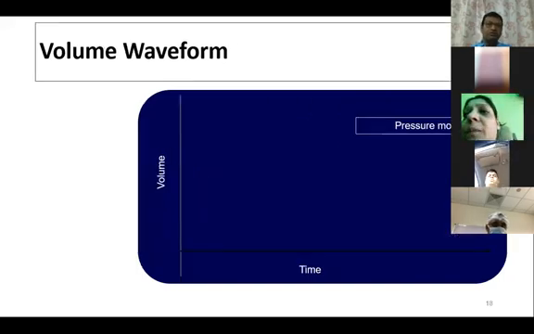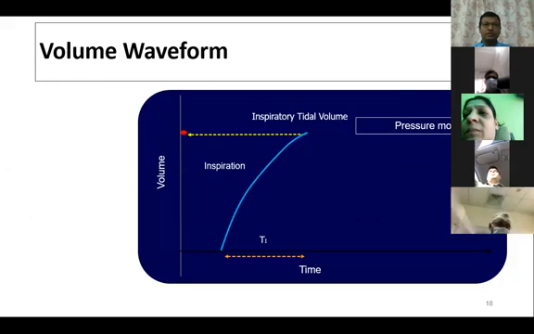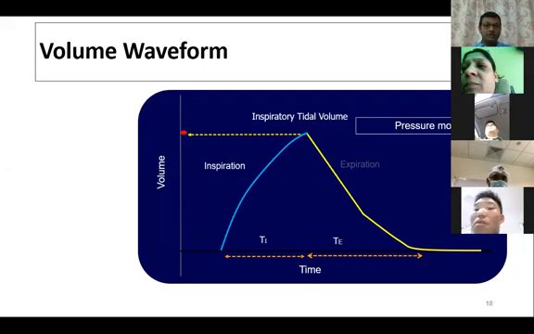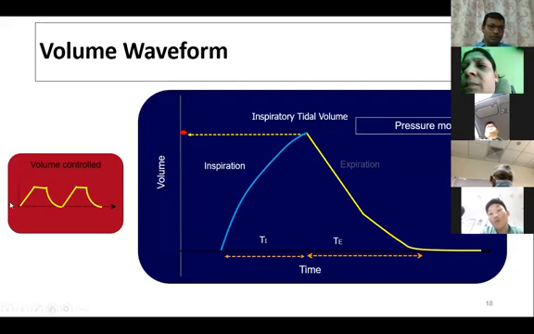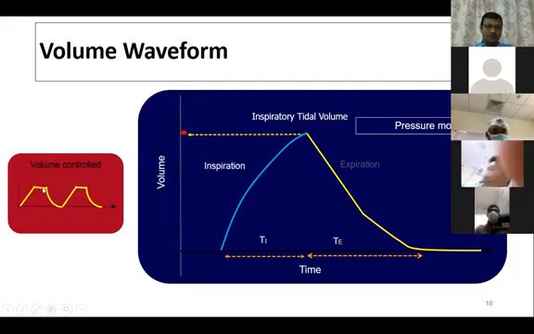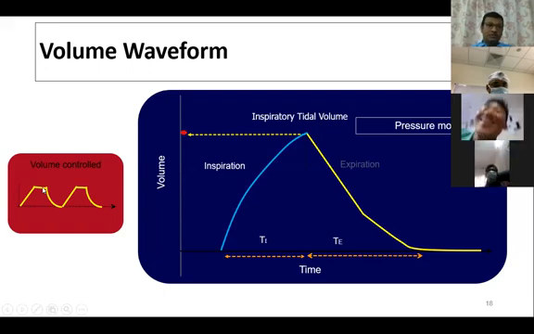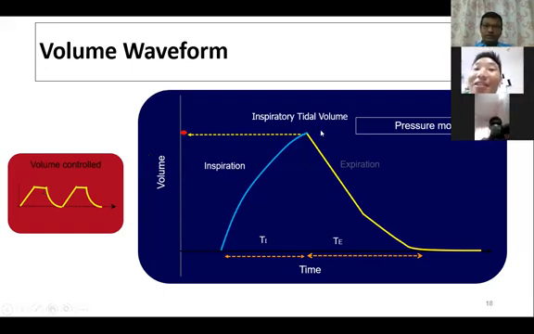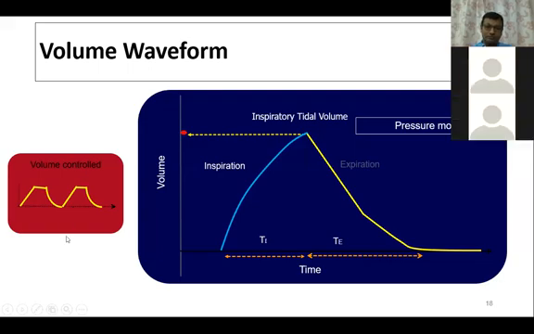Now coming to the volume waveform, you have a volume on y-axis and time on x-axis. In a pressure mode, there will be an exponential rise of a volume during inspiration to inspiratory tidal volume, and from there you will have an exponential decay of a volume during expiration to the baseline. So if you look at the volume waveform in a volume control mode, you can see there will be an inspiratory hold or a plateau during inspiration. So that is the difference between the volume waveform in a pressure mode and in a volume control mode.